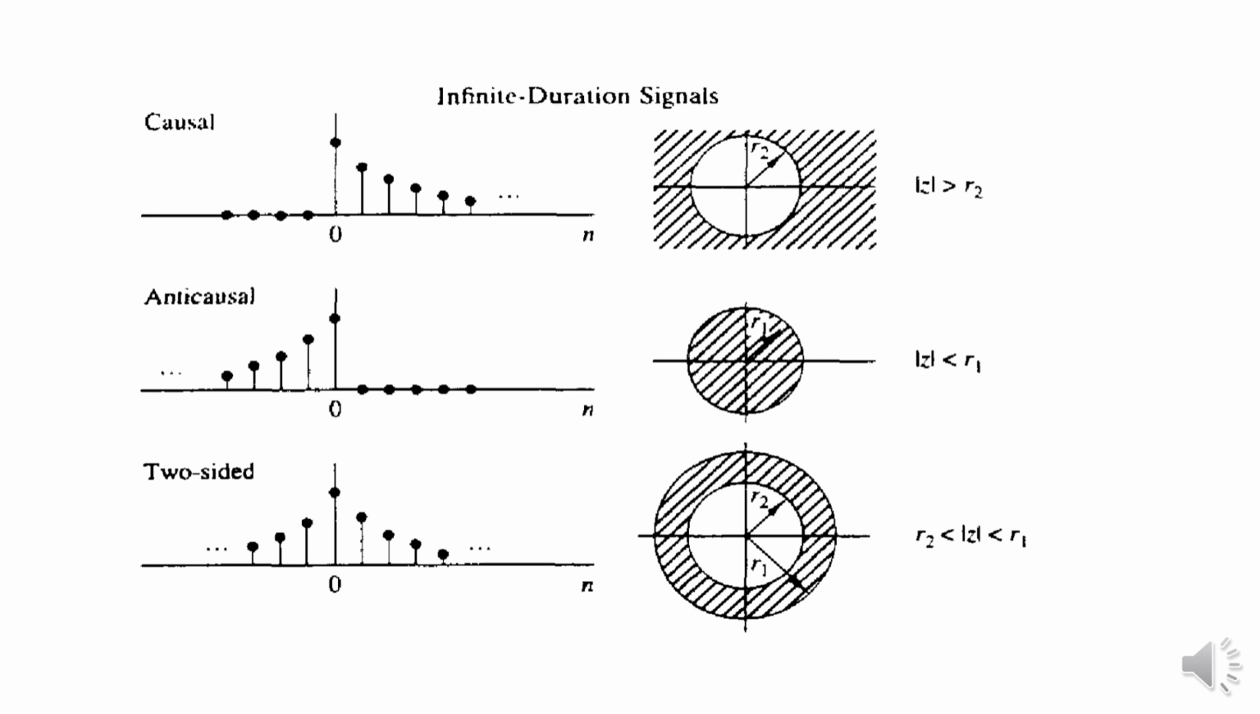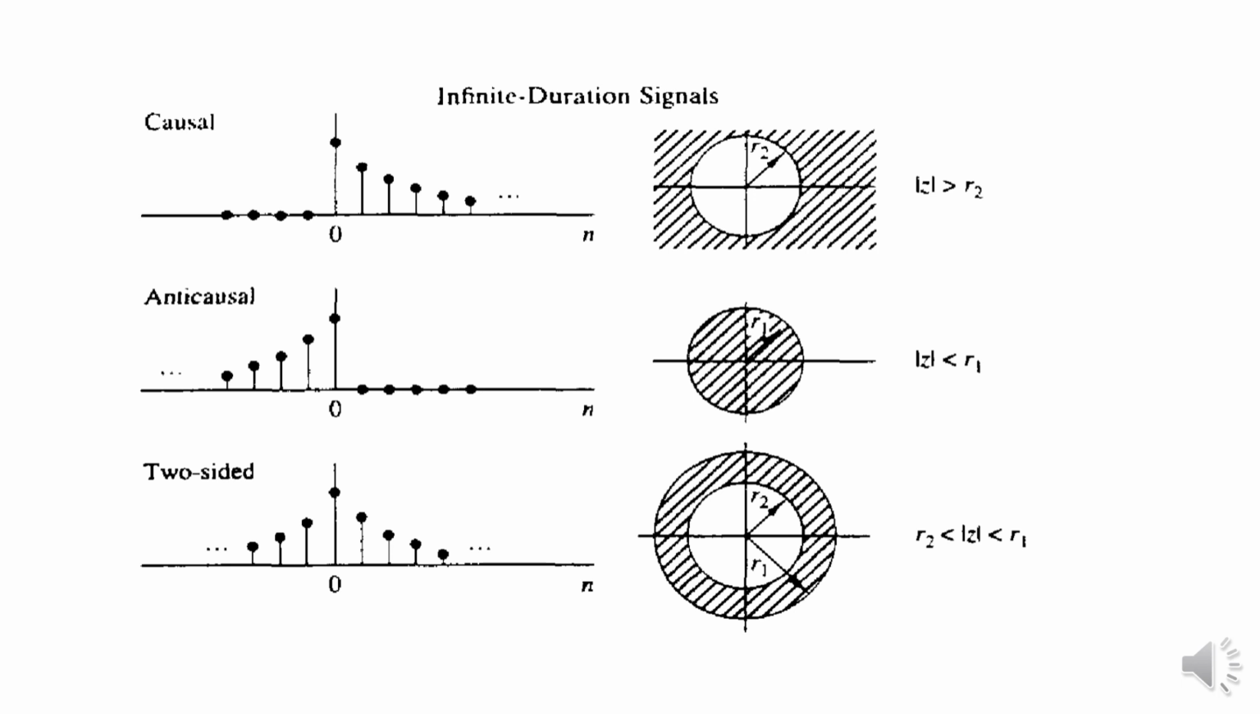Then anti-causal means it is a left-hand side sequence. In there the region of convergence will be magnitude of z less than r1. So the circle equation is magnitude of z equal r1, and the ROC will be magnitude of z less than r1. That means the interior of the circle marked by magnitude of z equal r1, right?